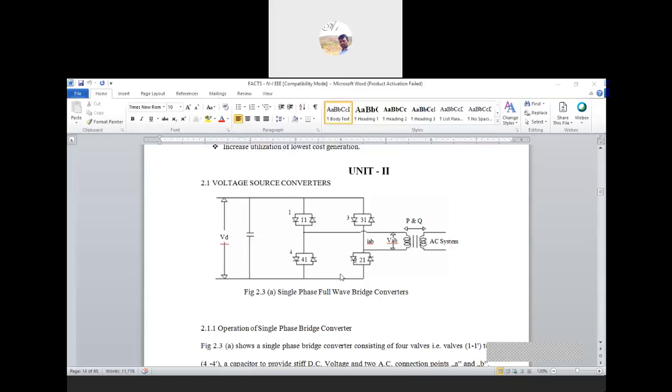What will happen due to that? We have different states. Whenever the first and second thyristor are switched on, what will happen, at what mode? We have different modes of operation of this: either it acts as an inverter, or it acts as a rectifier unit.